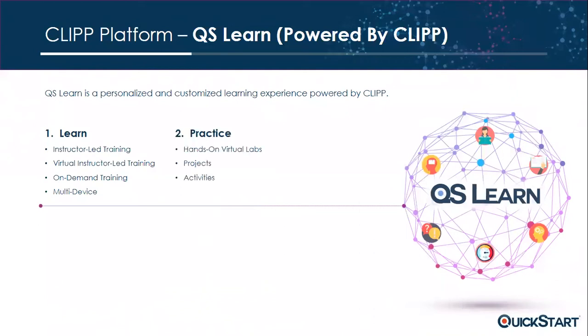The second component is our practice. What we have seen in the past is when students take trainings, they comprehend the training, but they don't have the ability to do activities, projects, labs while taking that training to ensure that they get the ability to use what they're learning in real world scenarios. So with QuickStart, we provide labs, projects, and activities during the course of that training for our students to ensure they're comprehending the training that they're taking.